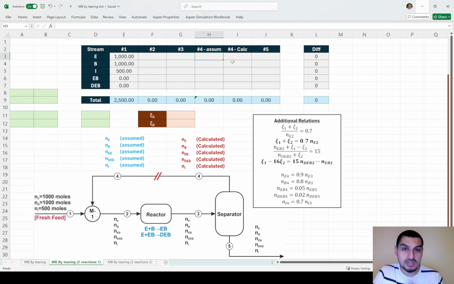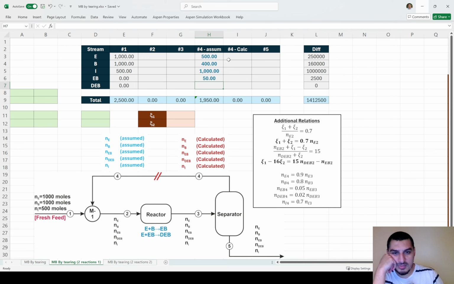So again, the assumption needs to be a realistic assumption. So I would say that ethylene would be, let's say, 500, benzene is a little less, so it's going to be 400. The inerts, we know they accumulate, so I'll put 1000. Ethyl benzene, small amount, so I'll put 50, and diethyl benzene is a smaller amount because it's a side product, so it should be small, and only a small amount of this small amount goes up here, so I'll put 5 or 10, whatever. So let's make it 10. Okay, so this is the assumed value.